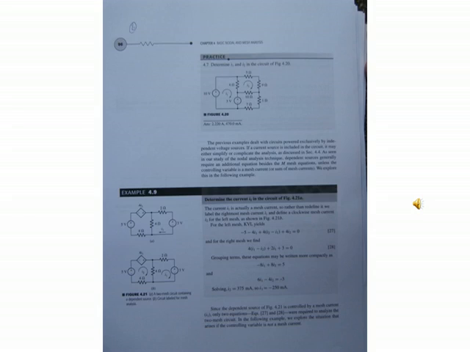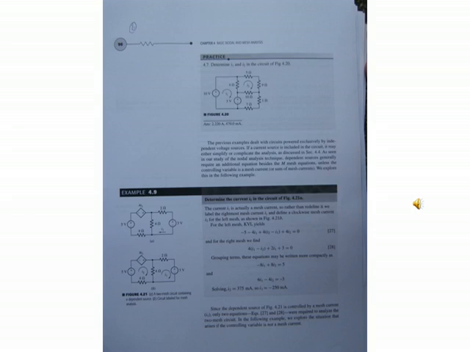So in figure 4.21B, you can see the I2 current flowing in the left mesh, and the I1 current flowing in the right mesh. For the left mesh, we can write down the Kirchhoff's voltage law equation: minus 5 plus 4I1 plus 4 multiply I2 minus I1 plus 4I2 equal to 0. For the right mesh, we can write down the equation: 4 multiply I1 minus I2 plus 2I1 plus 3 equal to 0.